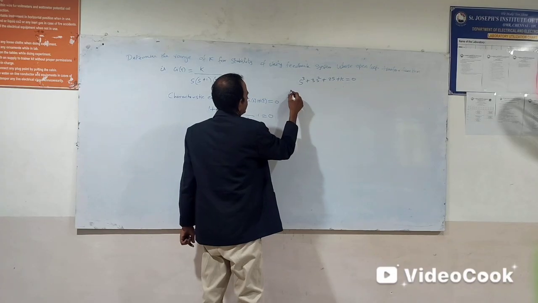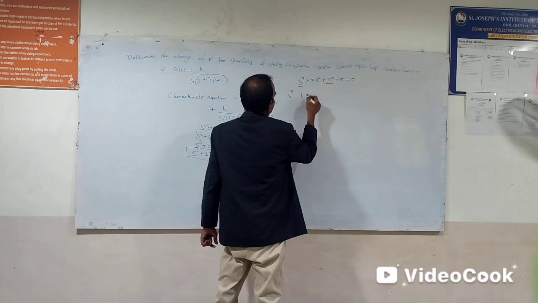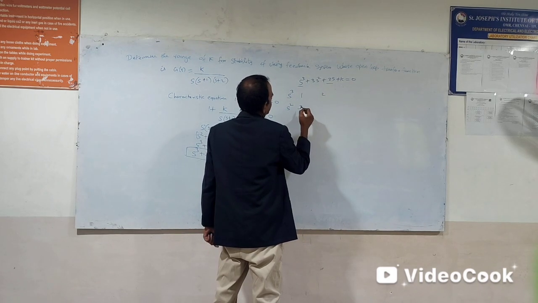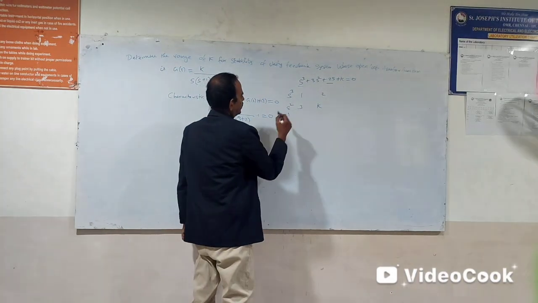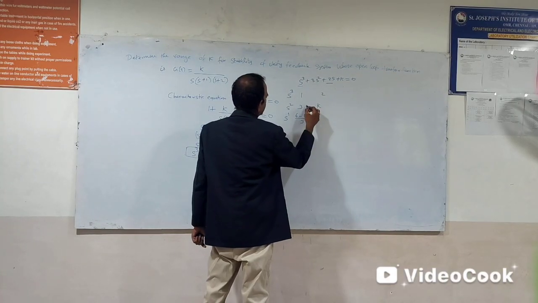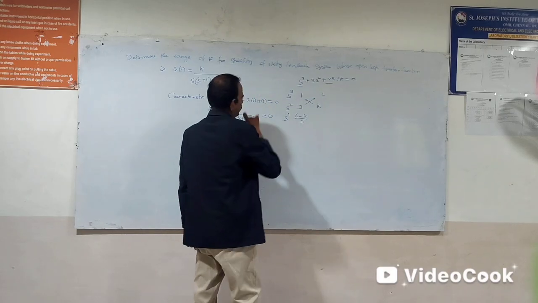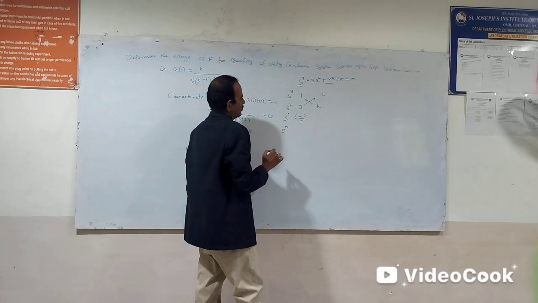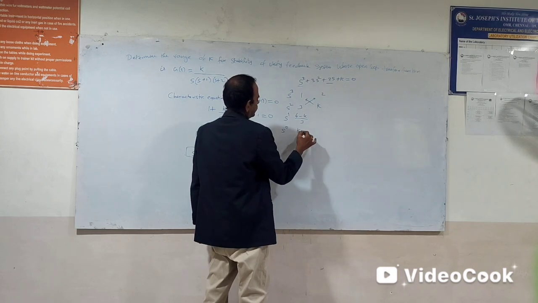Let us start with s cube: 1 and 2. Corresponding for s square: 3 and k. Now for s power 1: 6 minus k divided by 3, from the multiplication 3 into 2 minus k into 1 divided by 3. This term in the next column will be 0. For s power 0: (6 minus k by 3) into k minus 0, divided by 6 minus k by 3, will give only k.